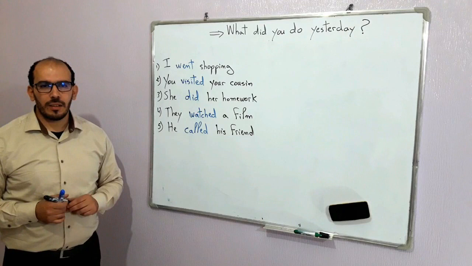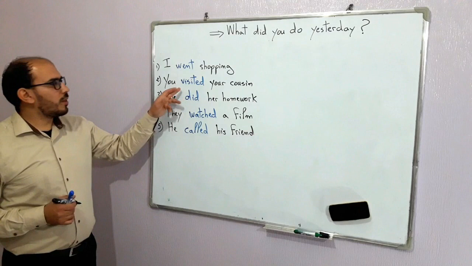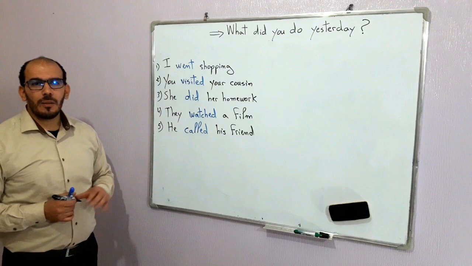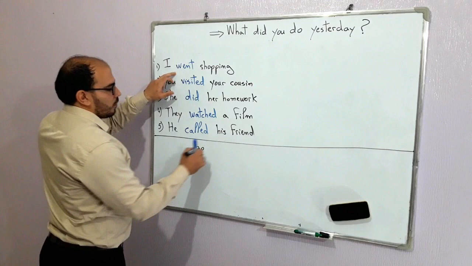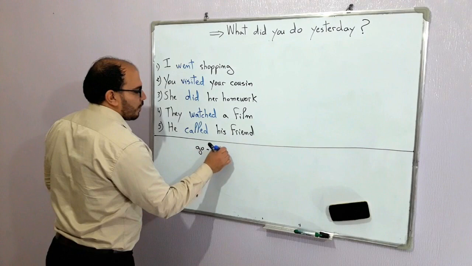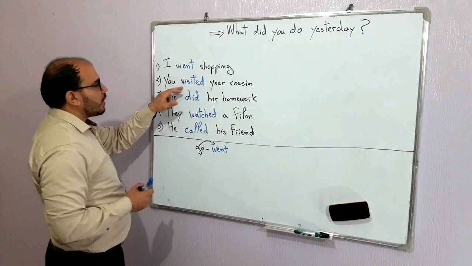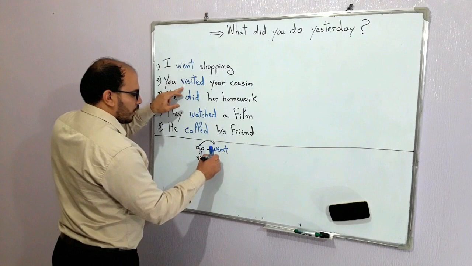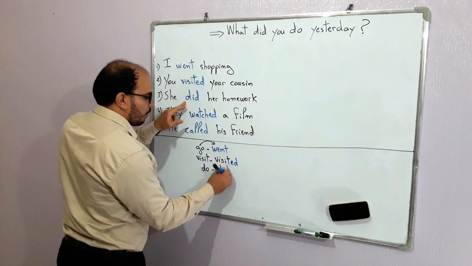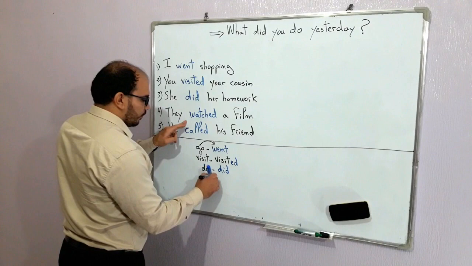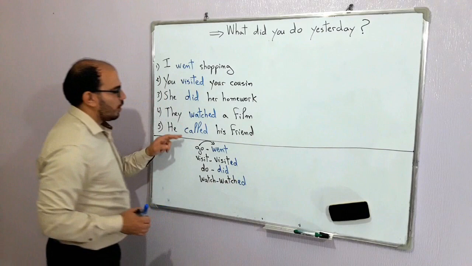If we focus on the verb form used in these sentences, we find out that there are some changes. For example, in the first sentence, the verb is go, and in the past simple it becomes went. For the second sentence, the verb is visit and it becomes visited. We have the verb do, and in the past form it is did. We have watch, so it becomes watched. For call, it becomes called.